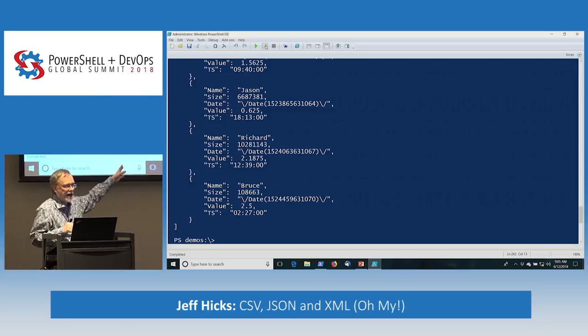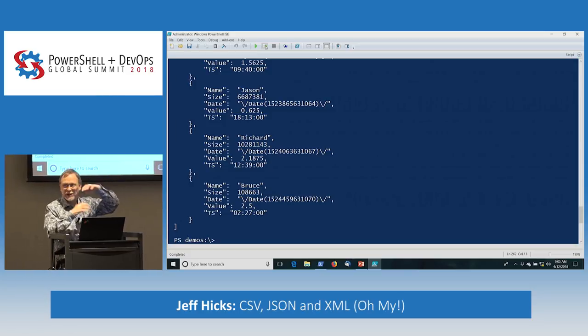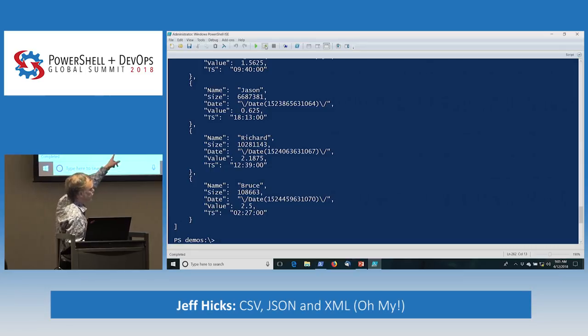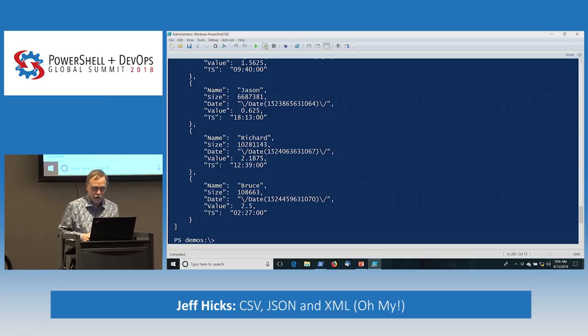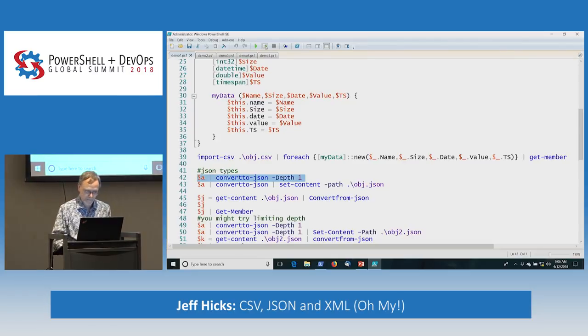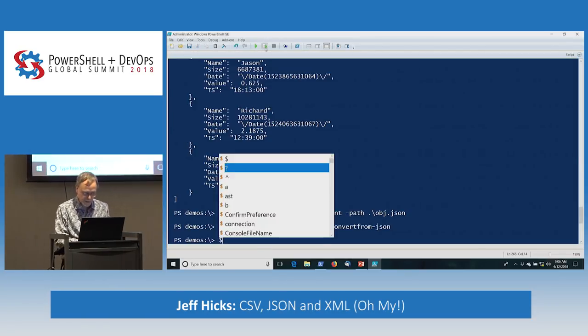Now, in my case, what I have in my little $A object is really simple. But you can see that it serialized the date into something, and I serialized my TS, though, looks like a string. So I'm losing some type here. I'm going to convert that to JSON and then send that to a file. And now let's import that file. So that's $J.